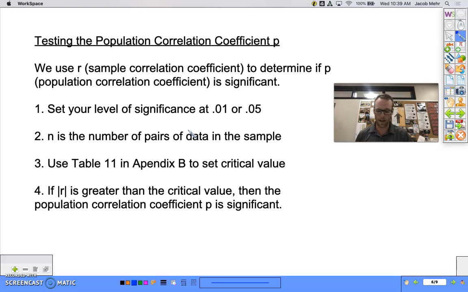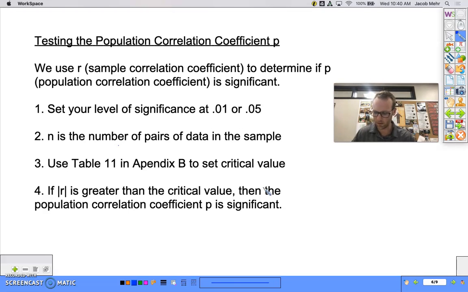Now, all the critical values in the table are positive. It doesn't consider negative. So what we have to do is look at the absolute value of R, and if the absolute value of R is greater than the critical value, then the population coefficient ρ is significant. There is significance to that.